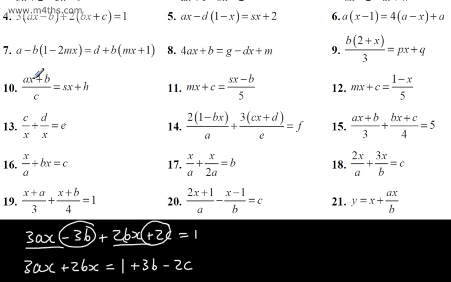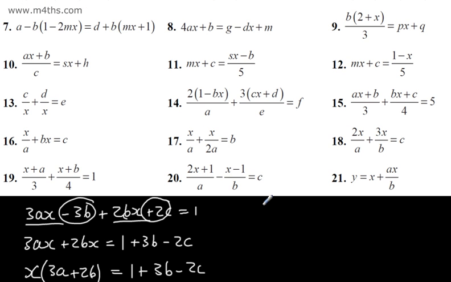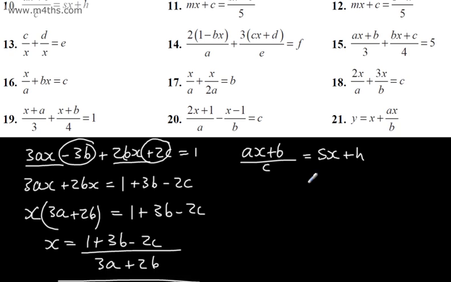Again, we've got an x in the numerator, and we've got an x on the other side of the equation. So let's go ahead and do that one. What I'm going to do here is multiply both sides of the equation by c to clear the fraction. I'll just write it out from the start. ax plus b divided by c is going to be equal to s multiplied by x plus h. I need to get the x's on one side. That means I need to clear this fraction. So ax plus b will be equal to c multiplied by sx plus h.